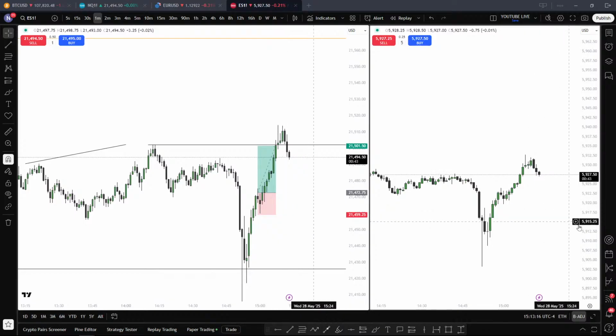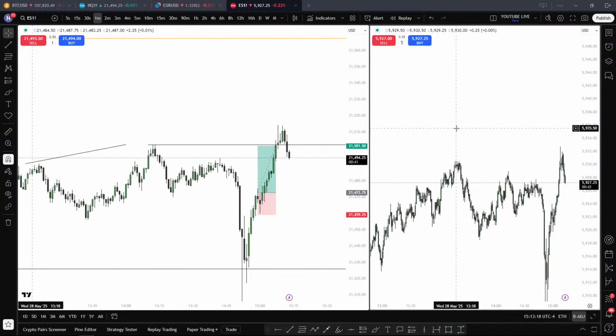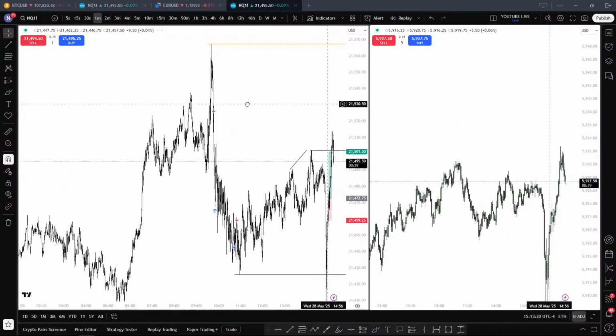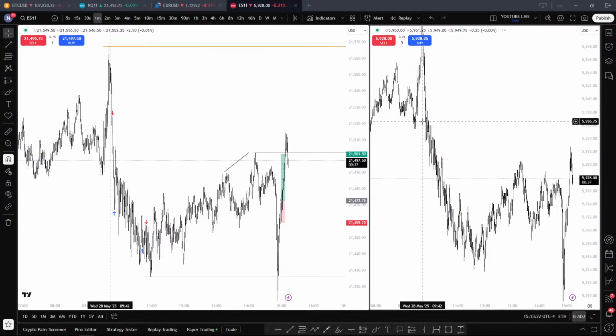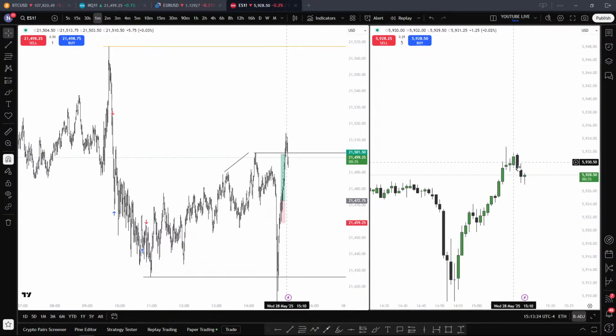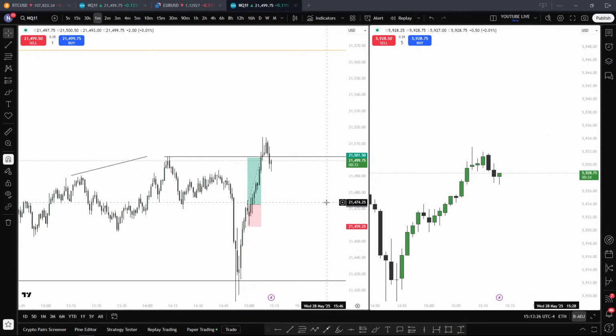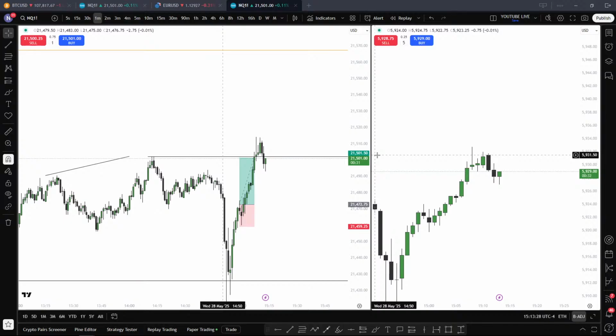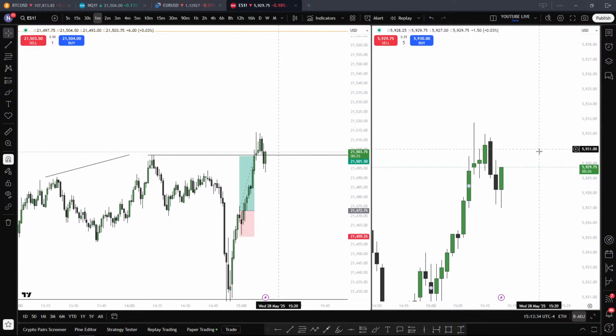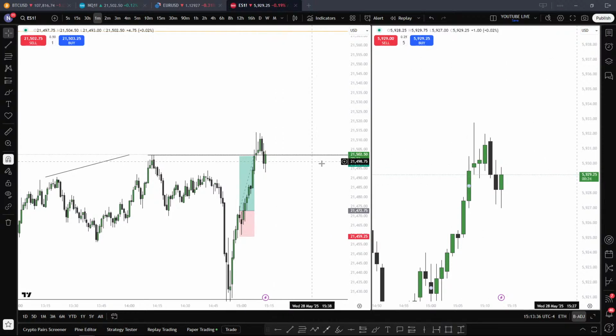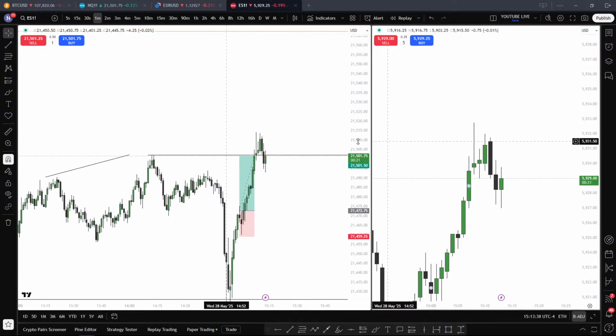We seeing any SMT here? No. Don't feel like giving us an SMT? Okay. It's not time to reverse. Not time to reverse yet. No candle to candle. Both these assets are very correlated at the moment. Extremely correlated.